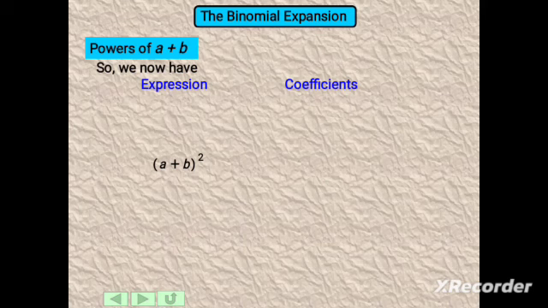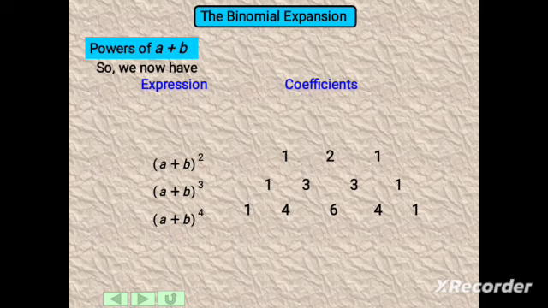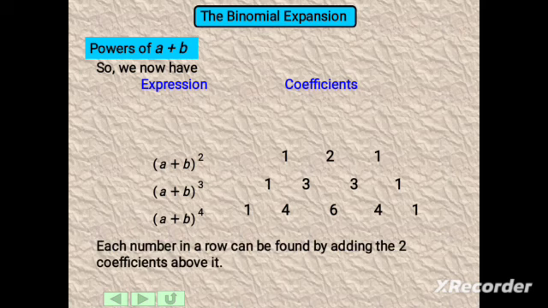So starting with the first one, a plus b squared, the coefficients we got are 1, 2, and 1. When the power is 3, the coefficients are 1, 3, 3, 1, and so on. When the power is 4, 1, 4, 6, 4, 1. So each number in a row can be found by adding the two coefficients above. For you to get 4, we added 1 and 3. 6 is got by 3 plus 3. 4 again the same. So this is what I mean. You can look at the arrows, and that is how we derive the coefficients.